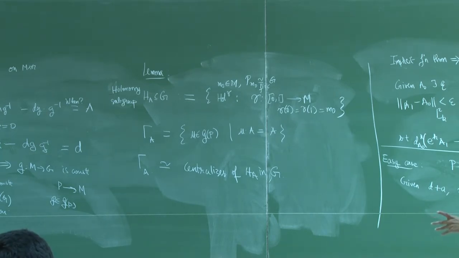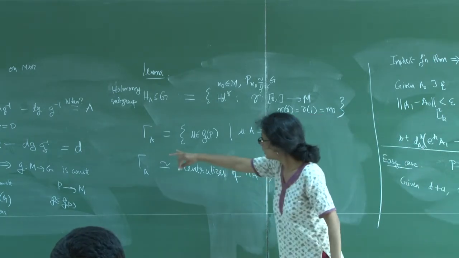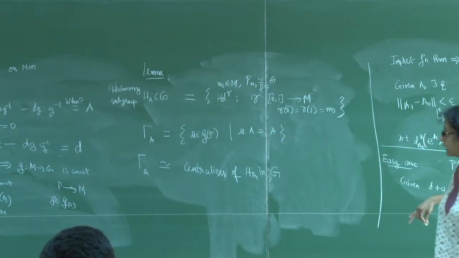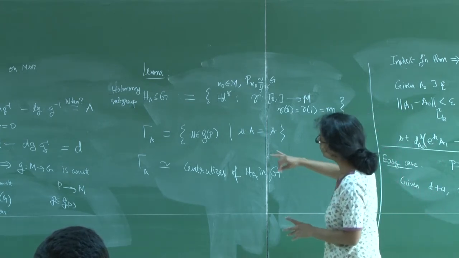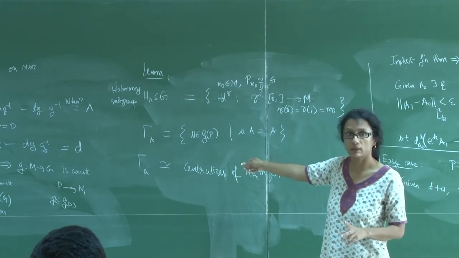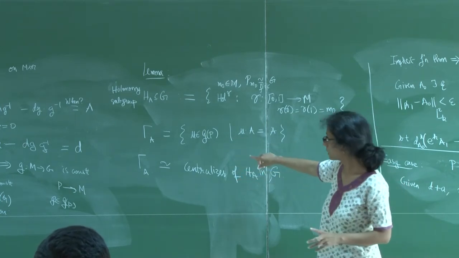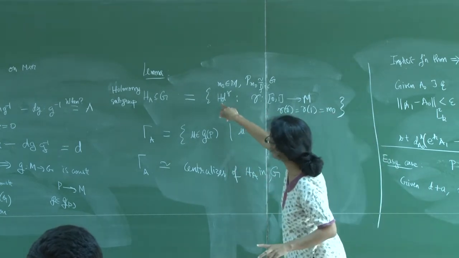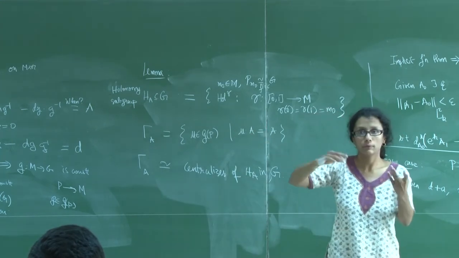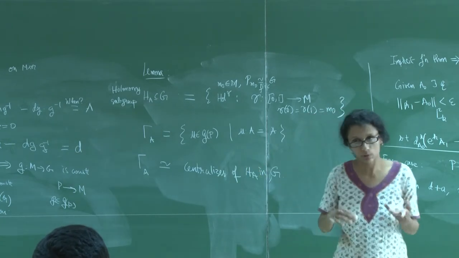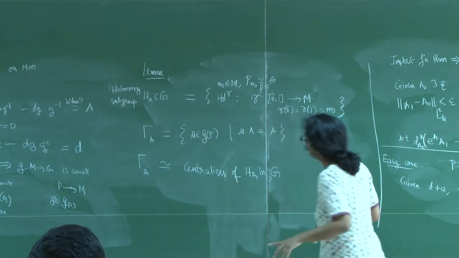One direction is easy to see. If you have something that stabilizes a connection, then the holonomy group should commute with that element. That is easy to see, because when you apply a gauge transformation, that acts on this holonomy by conjugation. And if it is unchanged, then this element lies in the commutant. But the other direction may need some work.